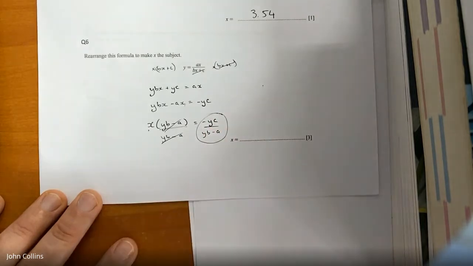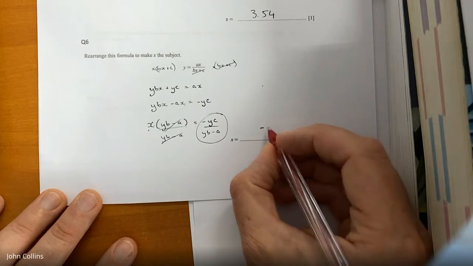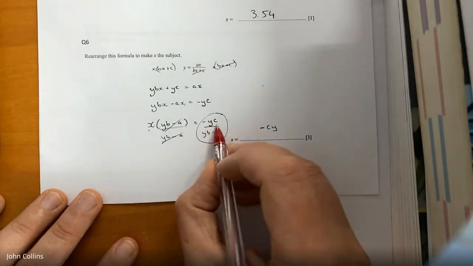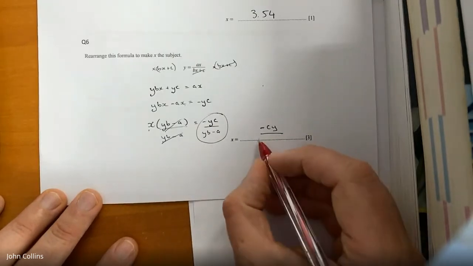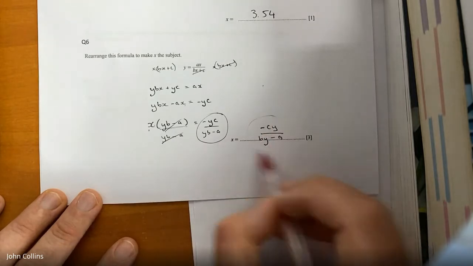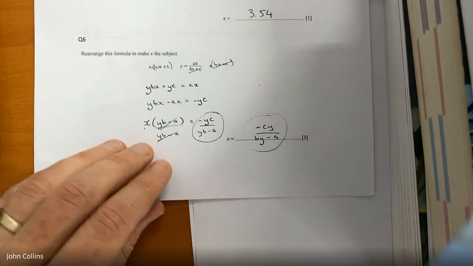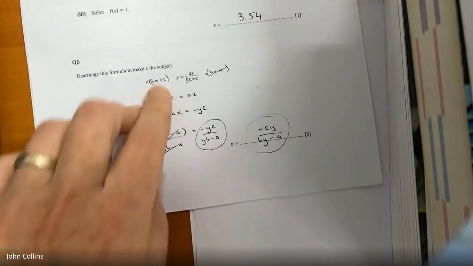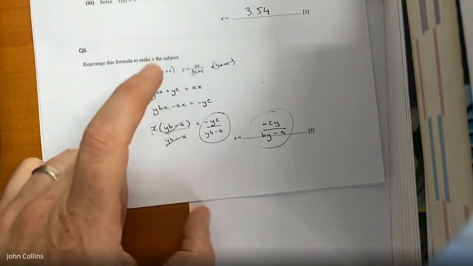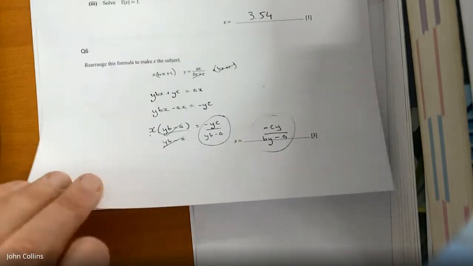And this is your answer. X is now on its own. So if you want, I think in maths we try and write letters in alphabetical order. So I've changed YC to CY, but that's okay if you do it the other way around. And BY minus A, or like this. Either of those, fine. Whichever way. That's okay. All right. So quite often these make the subject or solving for a letter tend to use factorization as the kind of tricky part of the question.